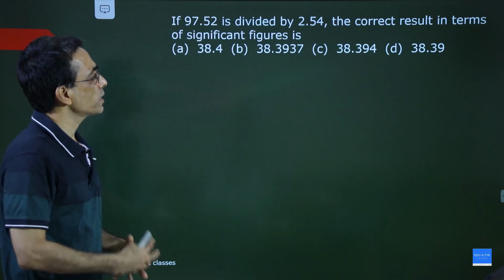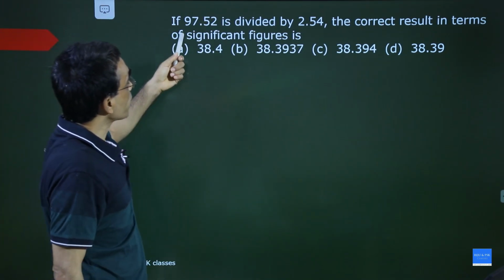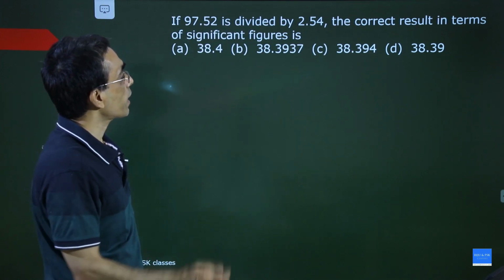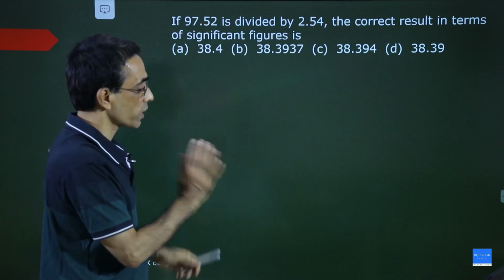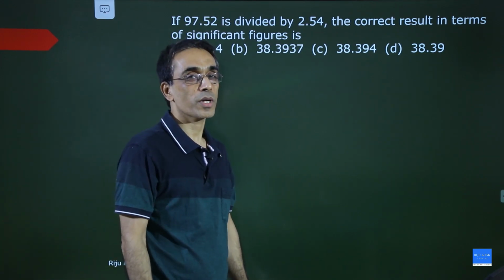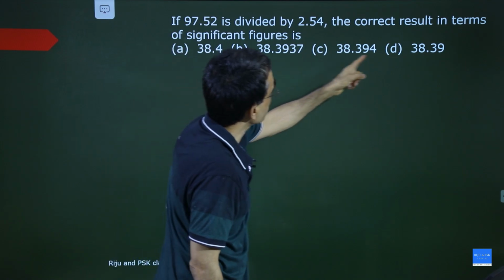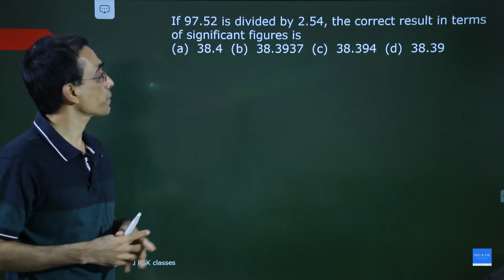Sometimes answers can be easily obtained if it is an objective type examination. If 97.52 is divided by 2.54, the correct result in terms of significant figures. Don't calculate. Think like this. See, all values are very close to each other. So the answer should be around 38.